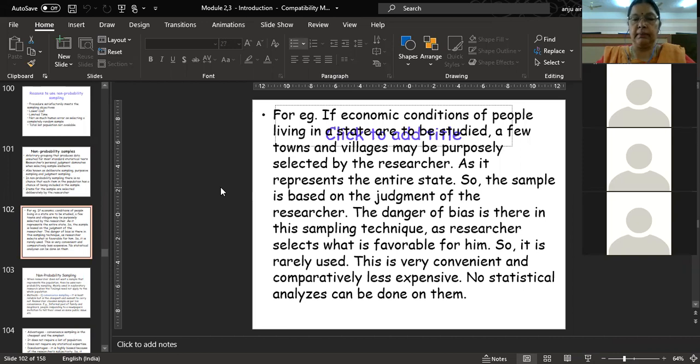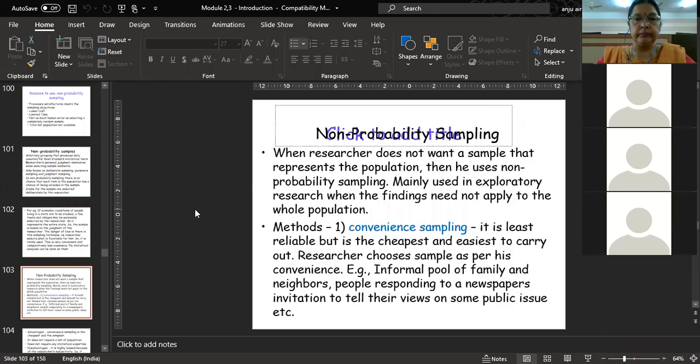He has taken the sample. Such a sampling technique will be known as a non-probability sampling technique. And such a sample will not be a very accurate sample. You cannot do any kind of statistical analysis on such a sample.